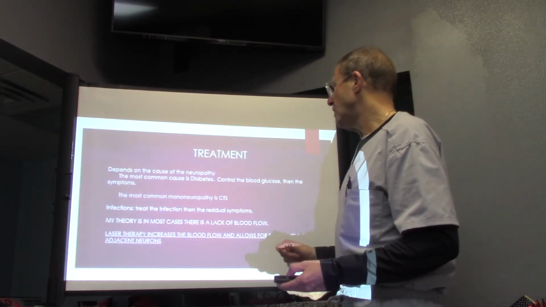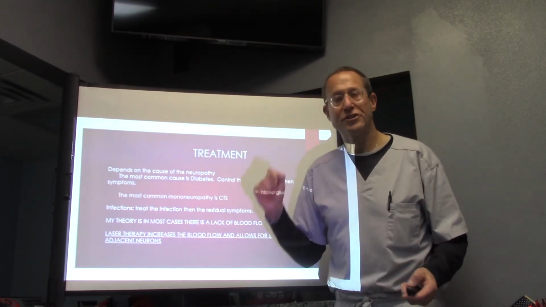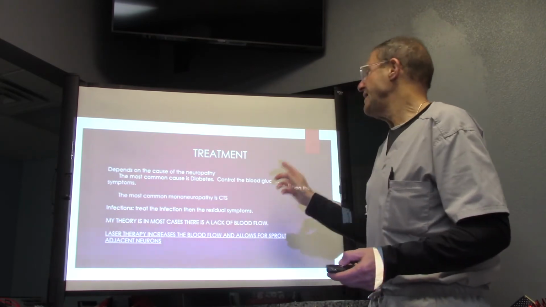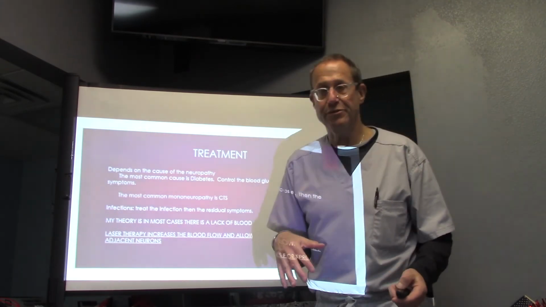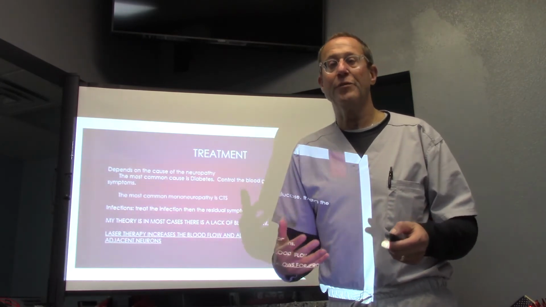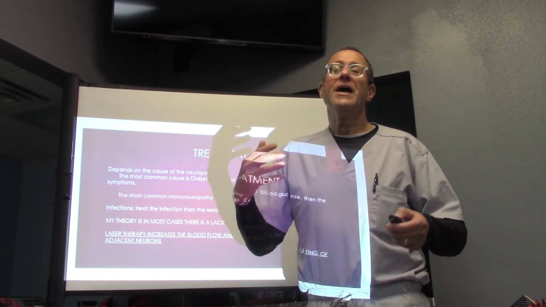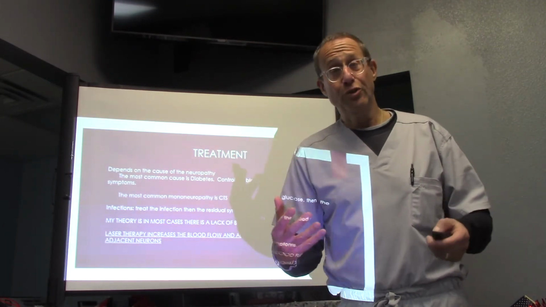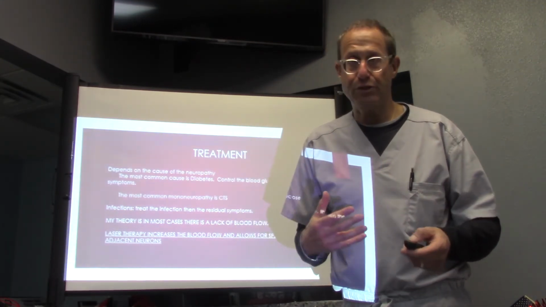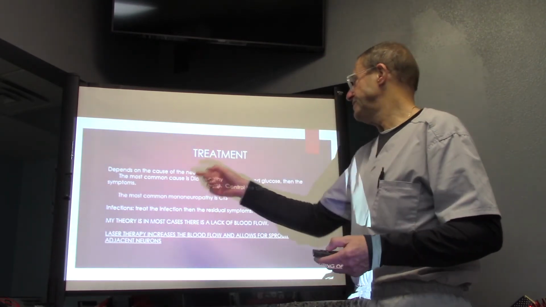Treatment depends on the cause of the neuropathy. The most common cause is diabetes, so you must control the blood glucose, and then we take care of the symptoms. Unfortunately, if you start developing peripheral neuropathy or diabetic neuropathy after the fact, you get your glucose under control, but the damage was already done. So we need to start treating the symptoms, and we'll get into that in a second.